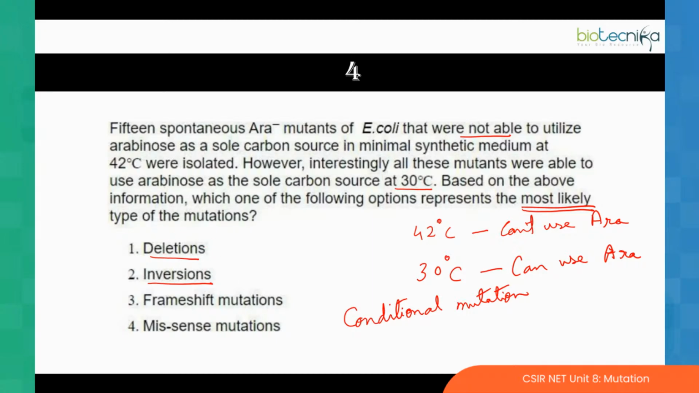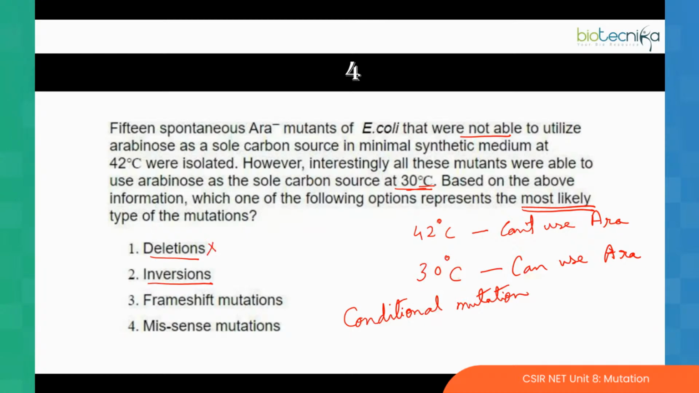If a segment is deleted completely, then we call it deletion, so it is completely deleted. If it is already deleted, then how come they are using arabinose at 30 degrees Celsius? That means the gene is not deleted, just that the gene is working at 30 degrees Celsius, but it is not working at 42 degrees Celsius. Correct? So deletion cannot be there.